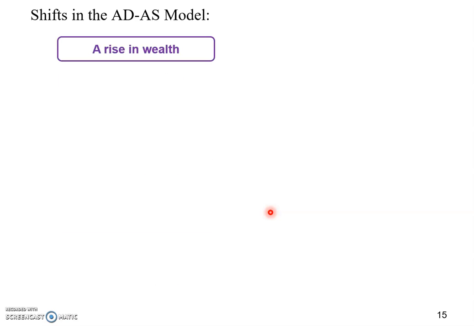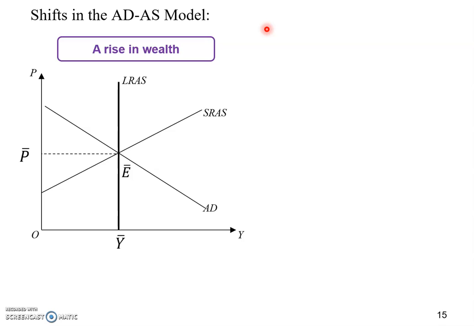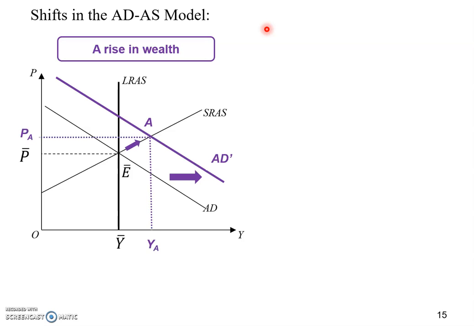The third case is a rise in wealth. So households become wealthier, and of course they are going to increase their consumption. So the aggregate demand curve should shift to the right in this case. That's what you see here on the slide, and the equilibrium is moving from E bar to A.